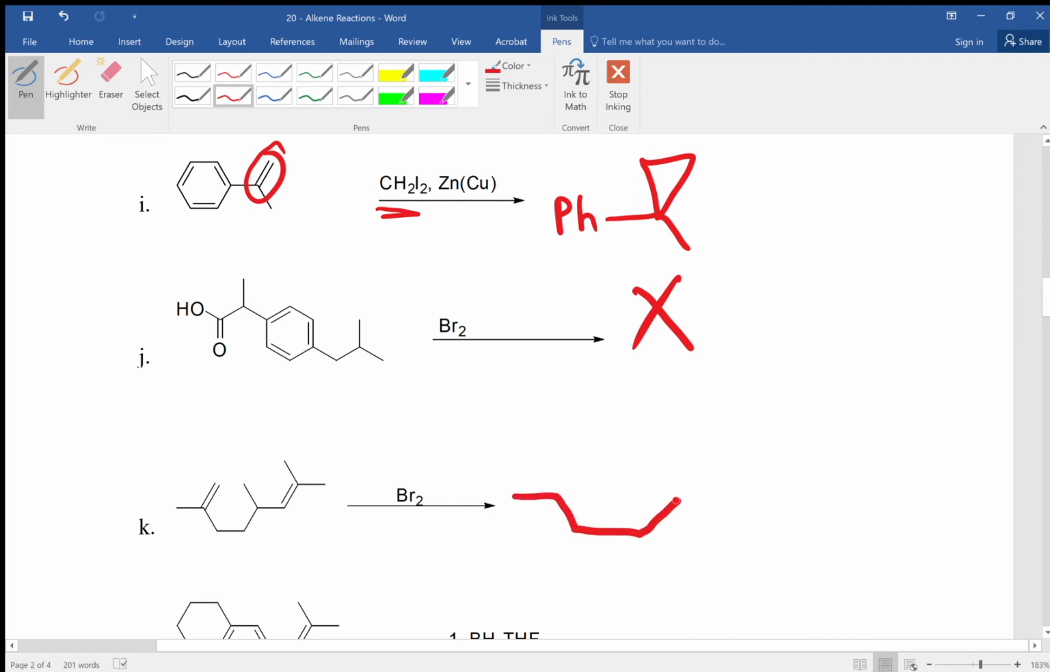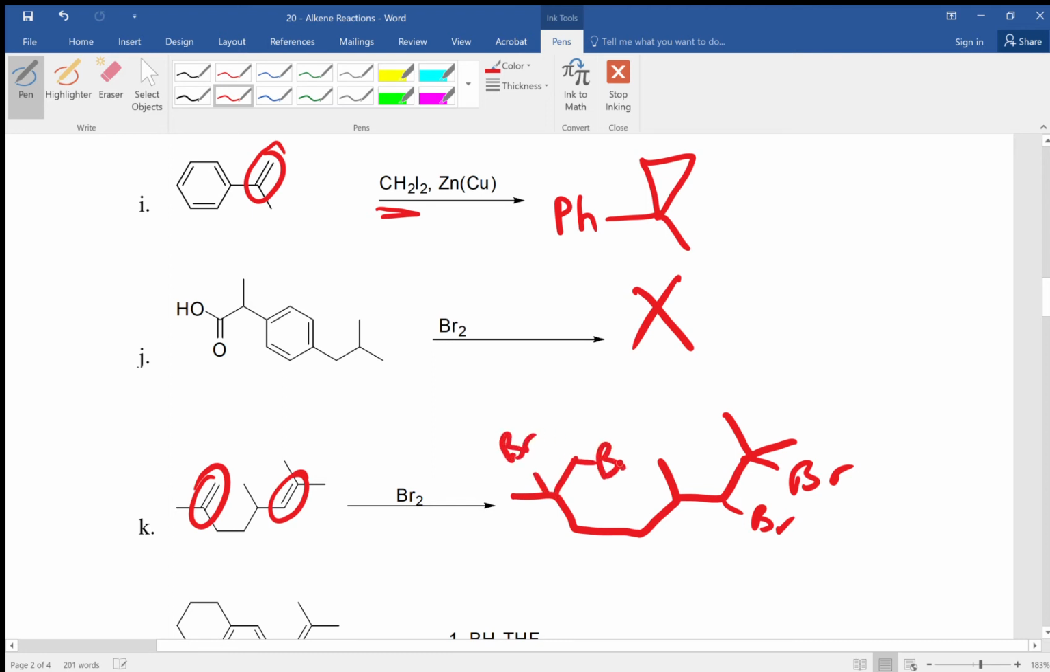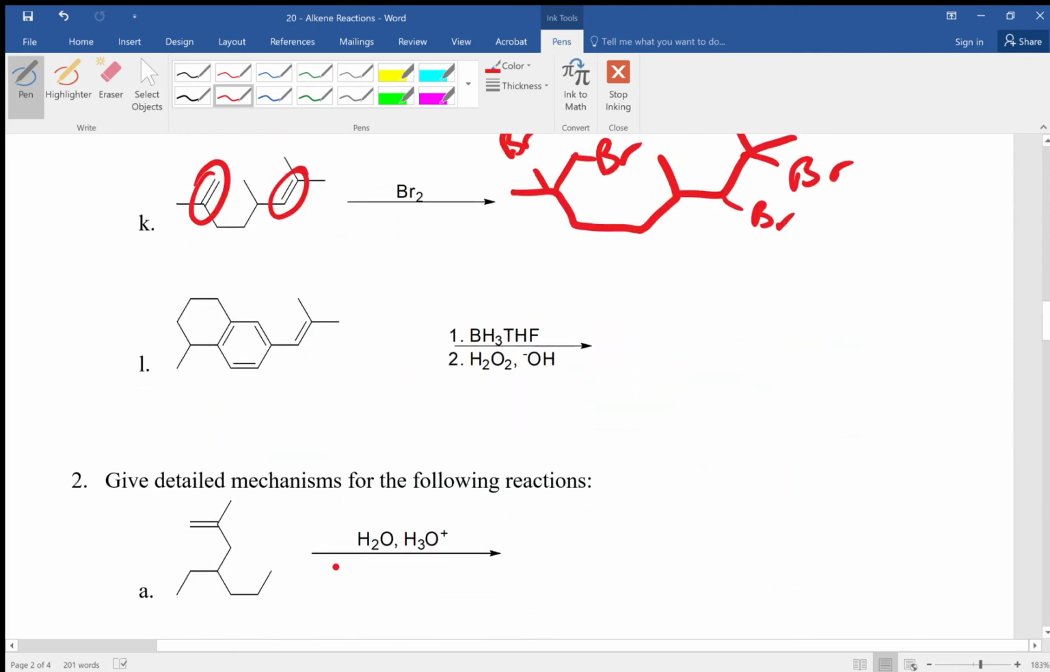Part K is also a halogenation or bromination, but this time we do have, in fact, two alkenes, so either one of those can react. And the last of these, part L, is a hydroboration, and as we know, hydroboration gives us the alcohol at the less substituted carbon.